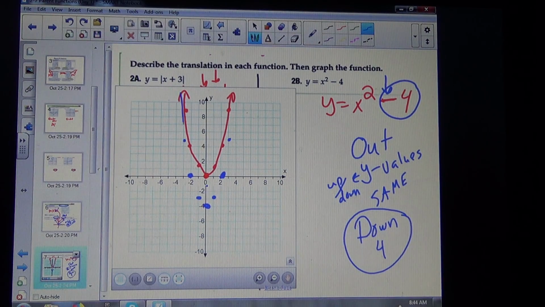Okay, so in this parabola, once you draw them in, connect the dots. And that would be my new translated equation. Questions?